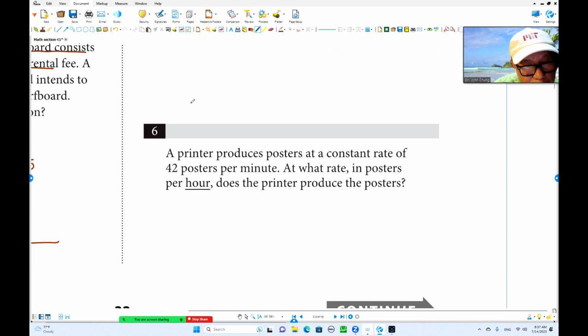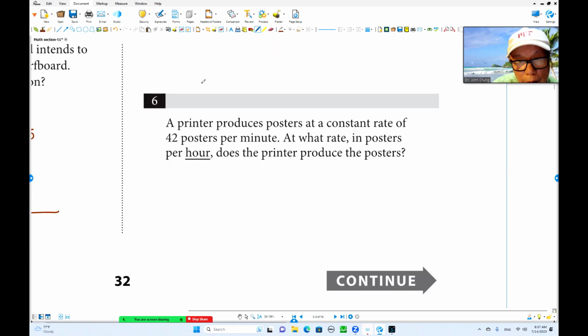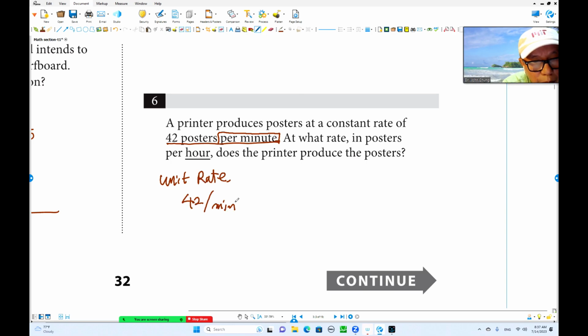All right, move on to number 6. We have a constant rate of 42 posters per minute. Every minute, 42 posters will be produced. That is the unit rate, right? Because this is already per minute. This is what we call unit rate, 42 per minute. If you have a number of minutes, you just multiply the number of minutes by 42. That's it. What is it?